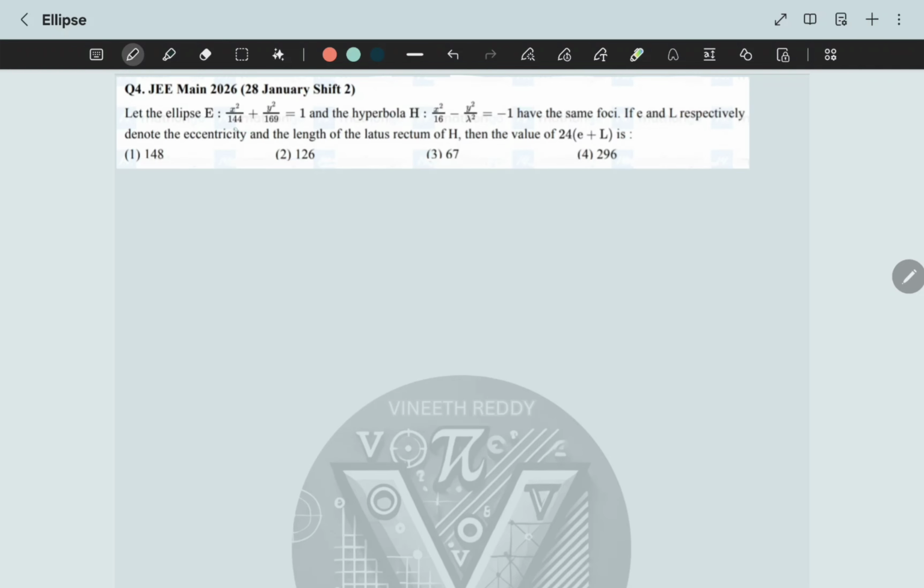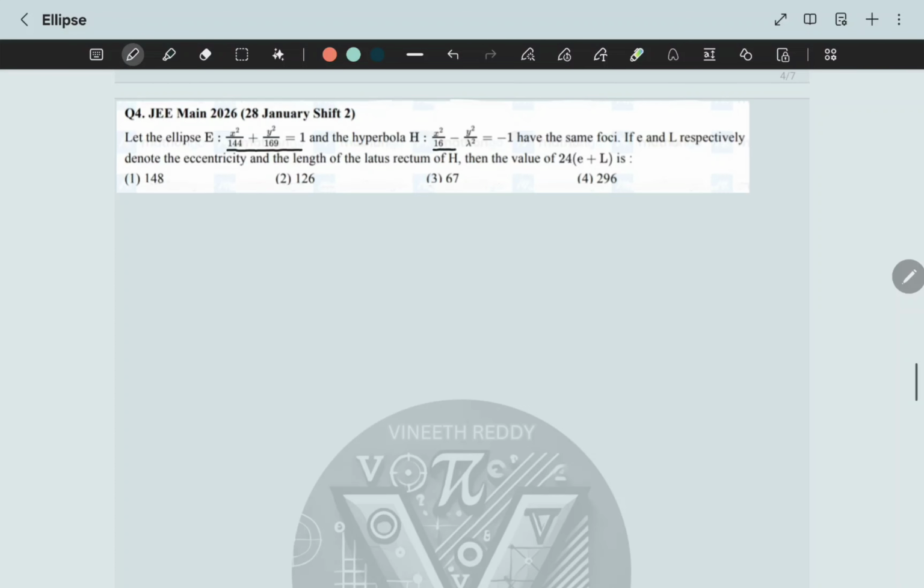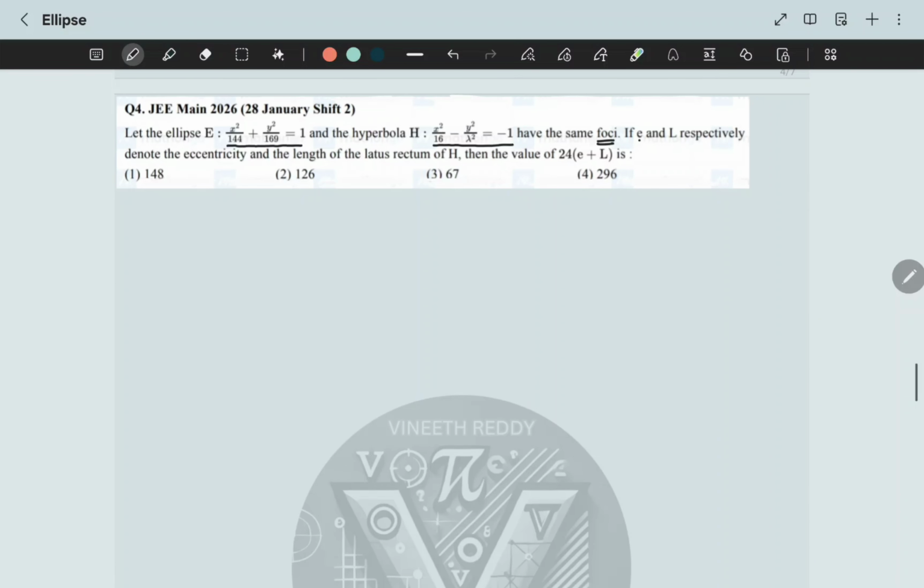The question says: let the ellipse E, x square by 144 plus y square by 169 is equal to 1, and the hyperbola H, x square by 16 minus y square by lambda square is equal to minus 1, have the same foci. If e and l respectively denote the eccentricity and the length of latus rectum of H, then find the value of 24 times (e plus l).